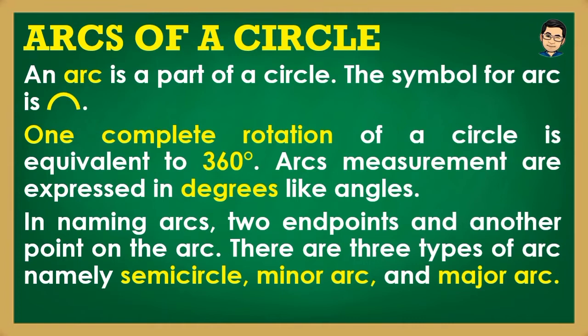In naming arcs, two endpoints and another point on the arc. There are three types of arc, namely semicircle, minor arc, and major arc. Sa pagpapangalan po ng arcs, maaaring dalawang endpoints po ang gamitin, or pwede rin namang tatlo, kasi may mga points po na nasa pagitan ng dalawang endpoints. And then, tatlong uri po yung arcs: semicircle, minor arc, and major arc. I-discuss po natin yung mga types ng arc na yan isa-isa para mas maintindihan nyo.